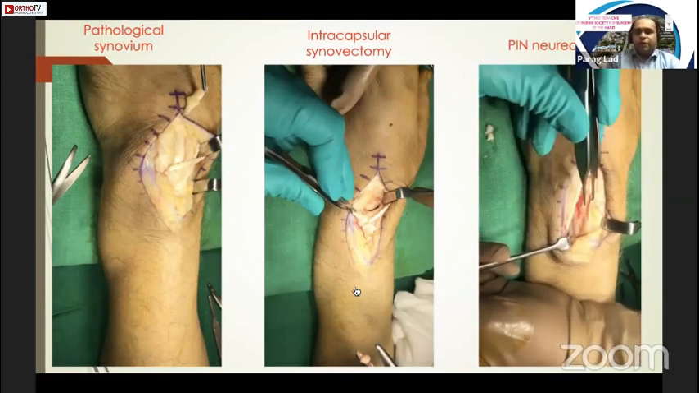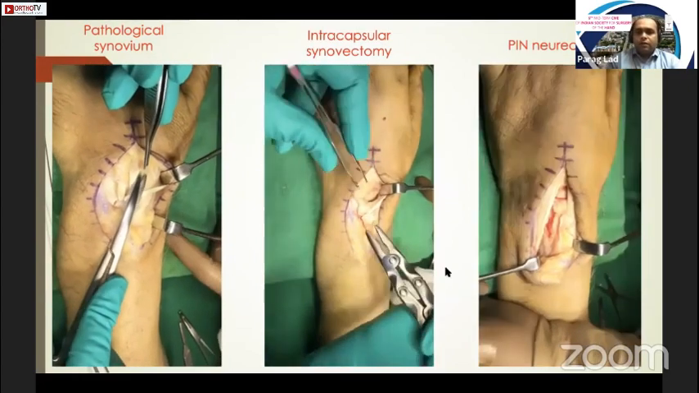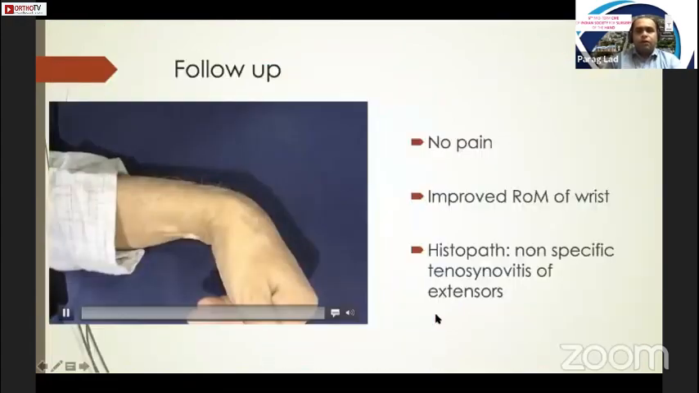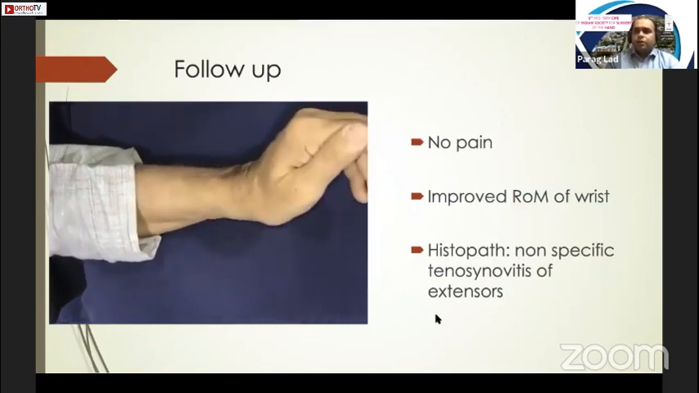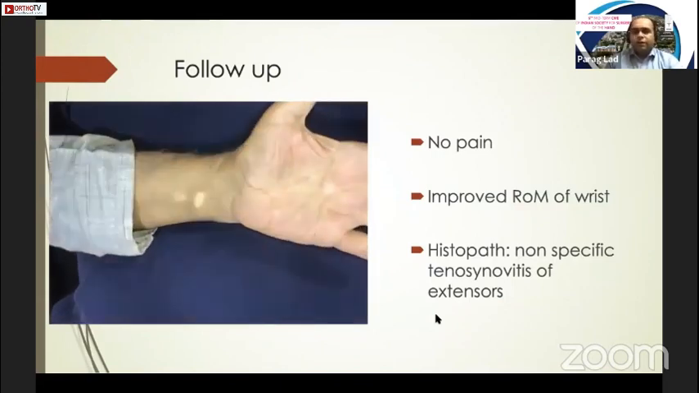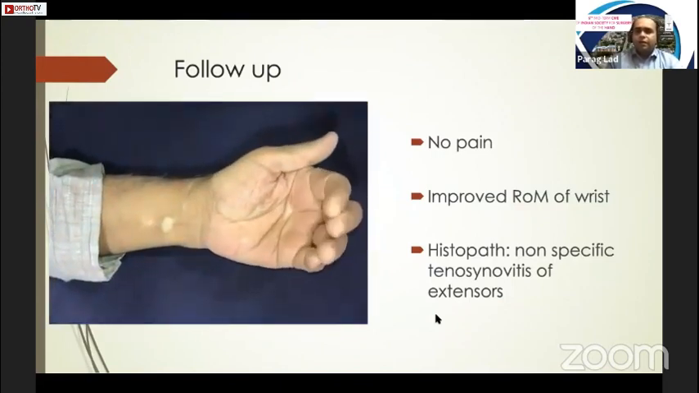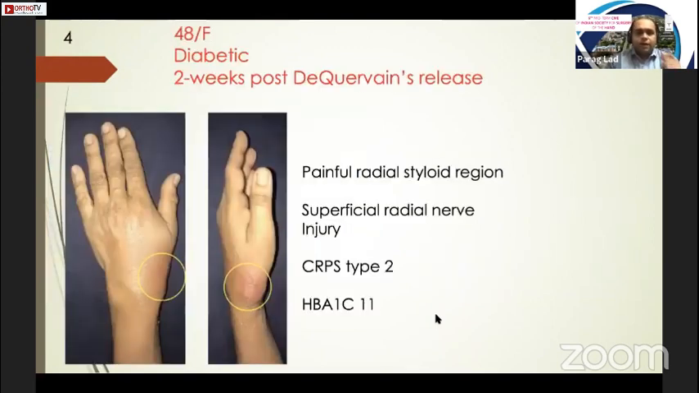If you see the same patient at follow-up, all wounds were healed by primary intention, and the histopathological diagnosis was non-specific tenosynovitis, and he definitely had a reasonable range of movement. Sometimes we see an iatrogenic infection.